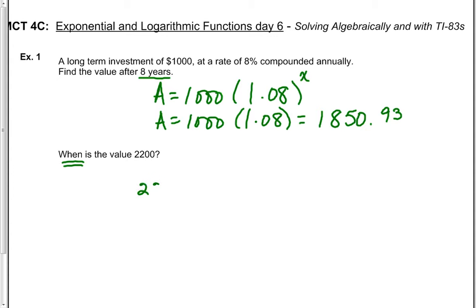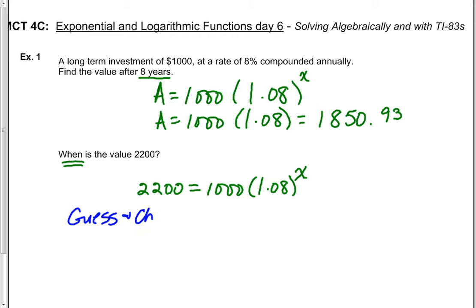This is a harder problem. We have 2,200 equals 1,000 times 1.08 to the x, and we are solving for x. We can do it algebraically or using a graphing calculator. Well, algebraically not so much. I suppose we have guess and check at this point. Or we can use a calculator.